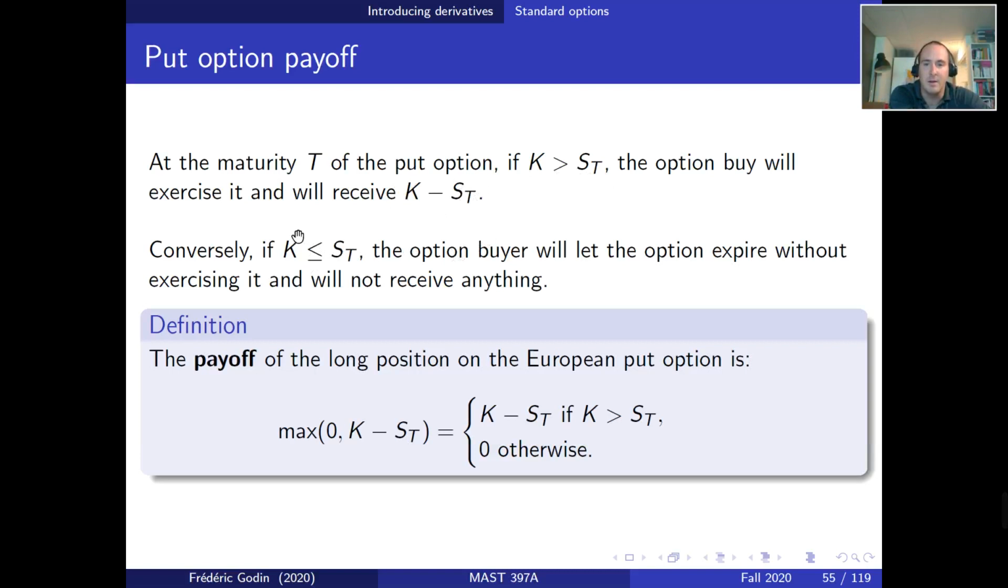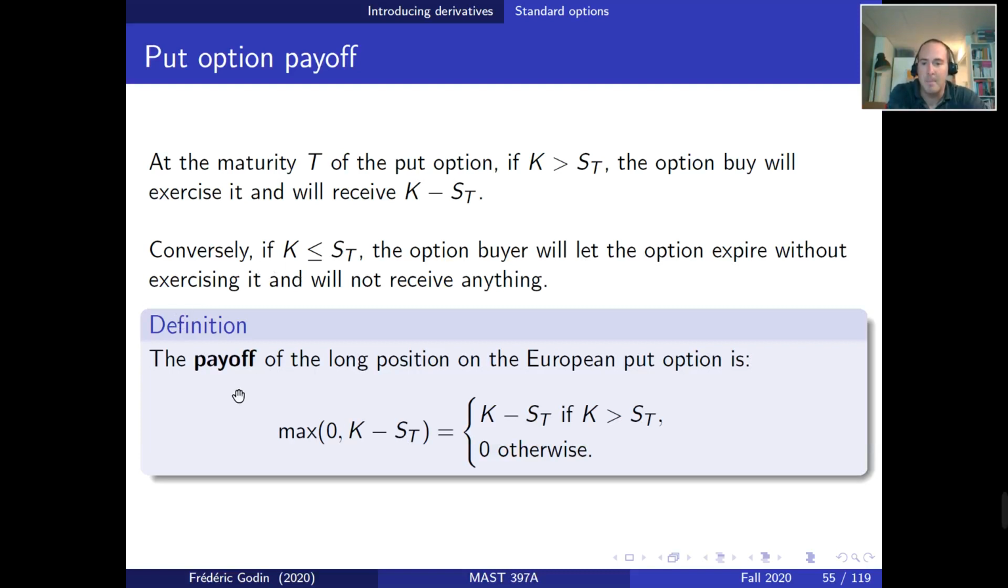Conversely, if at maturity the underlying asset is worth more than the strike, then the option buyer will let the option expire without exercising it, and there will be no cash flow at maturity associated to the option. Okay, because if the underlying asset value is greater than K, it doesn't make sense to give it for K dollars. Instead, you would go on the market and receive more than K dollars for the sale of your asset. Okay, so it doesn't make sense to exercise the option in that case.